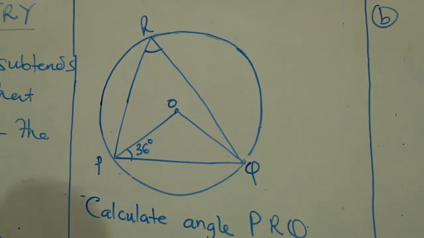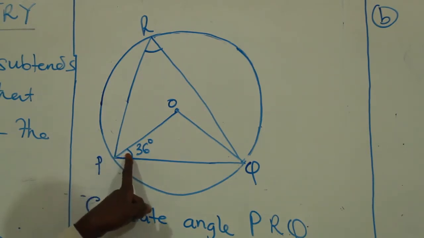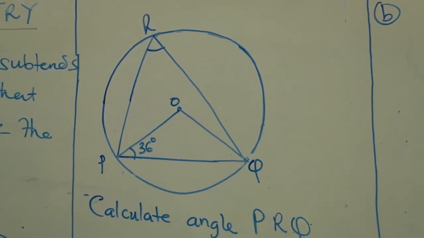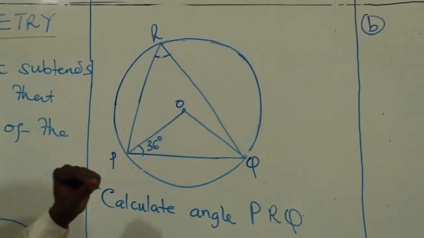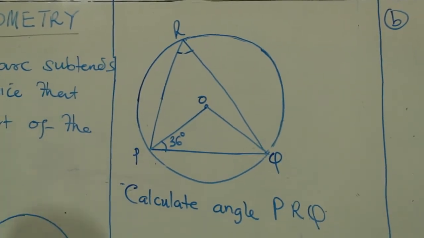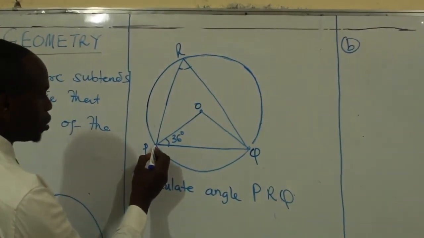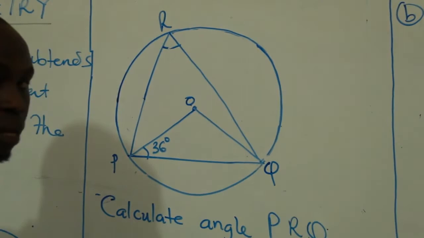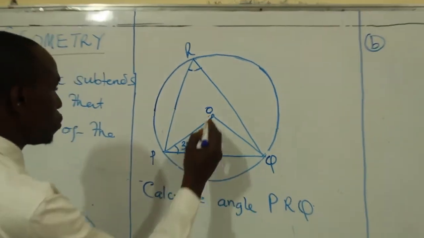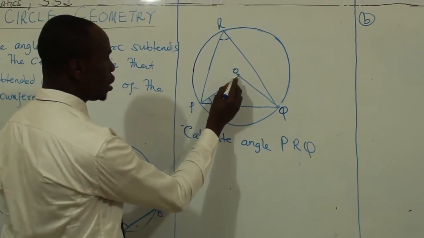With what we are given in this question, we were told that this angle here is 36. And how does this theorem help us to find this angle? The question is, how are we going to get this angle now that we know this theorem? The first thing I have to understand is that OP is the same thing as OQ because they are radii. This is the radius of the circle. We had said that the radius of the circle is a line drawn from the center to any part of the circumference. So OP is the same thing as OQ.